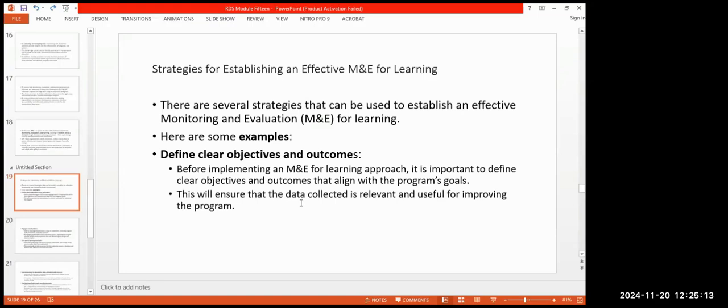If that's allowable, how then do you establish an effective M&E for learning? For some of us who probably now say, well, this is good, but then what next? There are various strategies, various ways which you can use to establish an M&E for learning, or to establish MEL, as they say. One example of doing so as a strategy is to have a very clear definition of your objectives and outcomes.